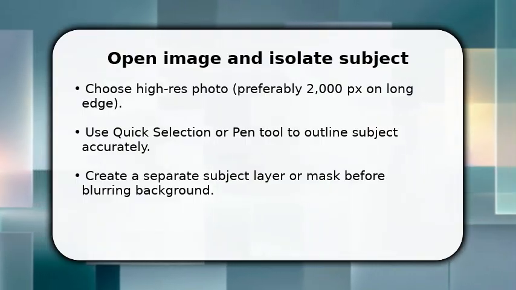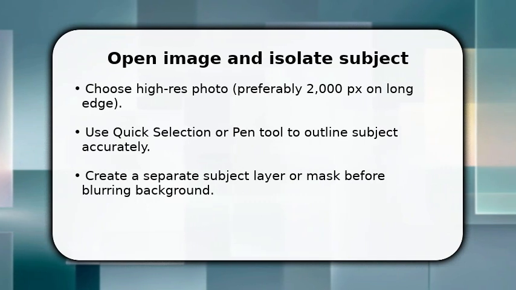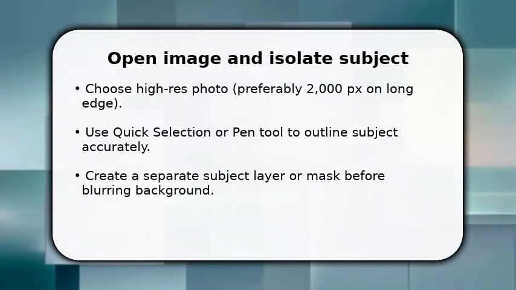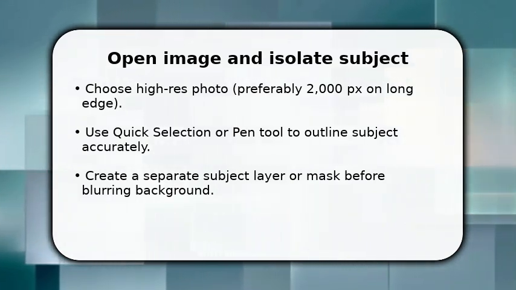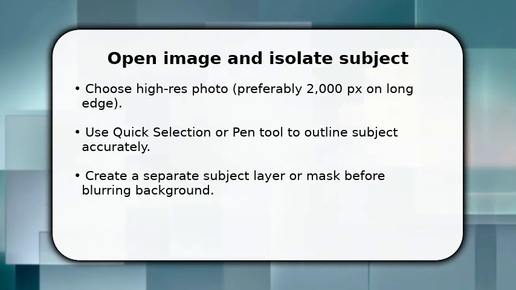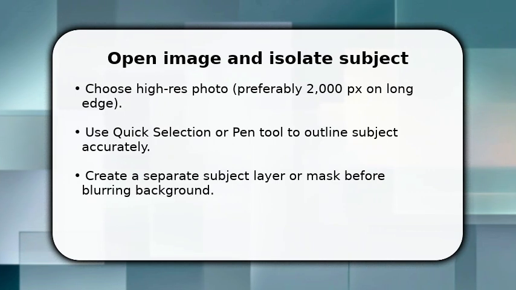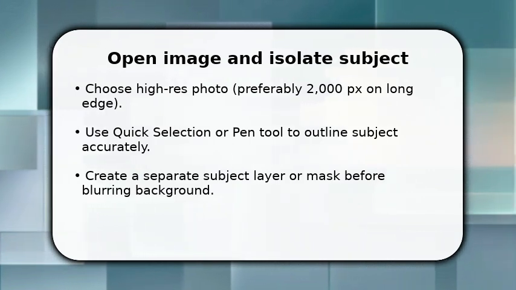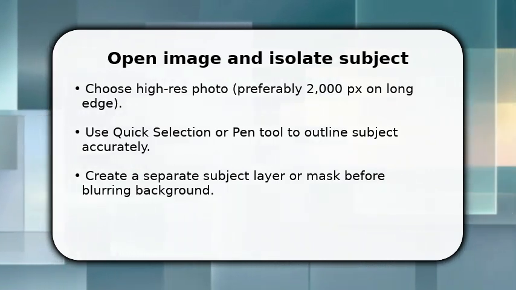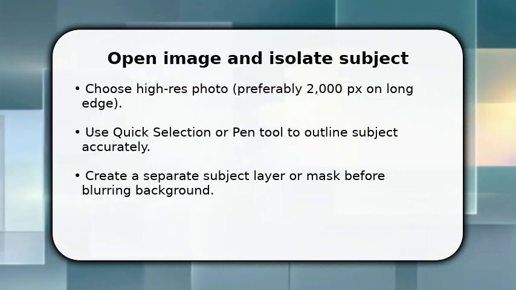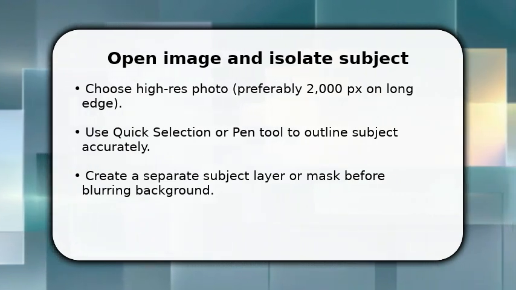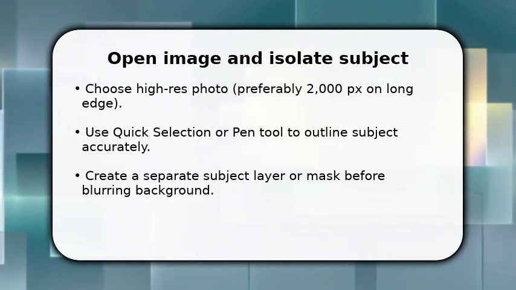Open your image and isolate the subject right away. You want a clean selection edge, so use Quick Selection or the pen tool to trace hair, edges, and overlapping objects. Make a layer mask or duplicate the subject to its own layer. Once isolated, hide the original background layer and double-check the mask at 100% zoom to catch stray pixels.